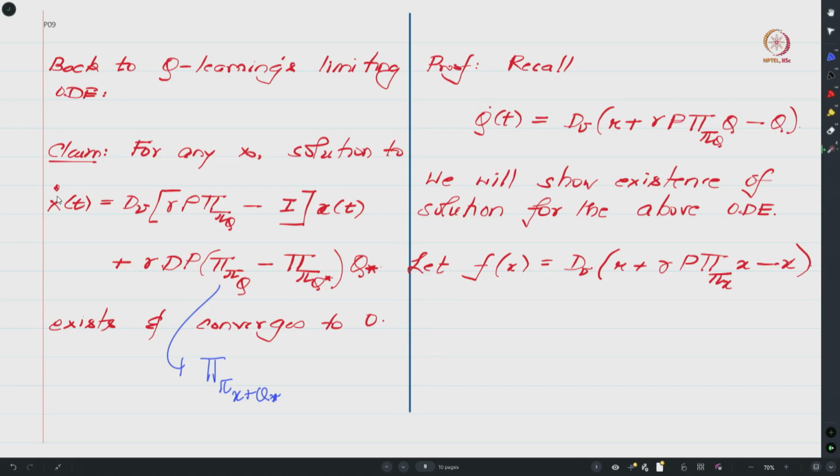Okay. So towards that, the first question that we would like to ask is, does the solution trajectory exist for this ODE? In other words, if I give you an initial condition, can one conclude that this ODE has a solution guaranteed, and it is unique? So towards that, we will go back to this ODE that we had. Recall that we had obtained this ODE from this ODE by defining x of t to be q of t minus q star. So let's go to this ODE, and we will first show that this ODE has existence of solution and uniqueness of solution guaranteed.